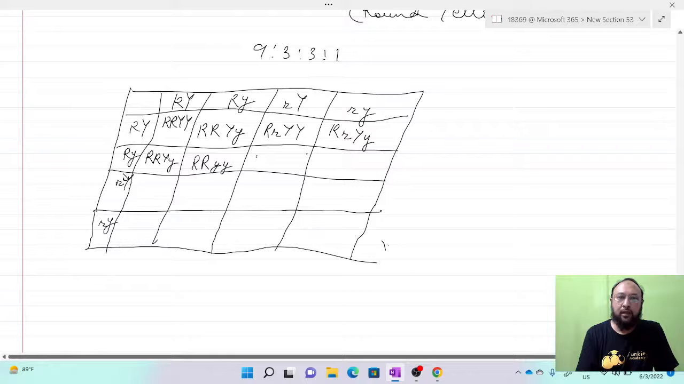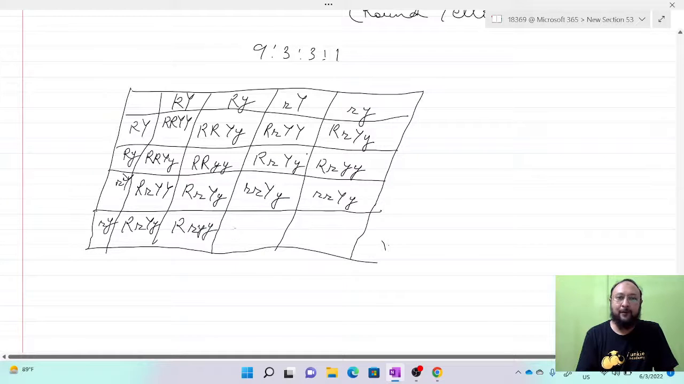Continuing the offspring combinations: capital R small r, capital Y small y, and so on, until the last one, small r small r, small y small y. This will be the only fully recessive. So 9 is to 3 is to 3 is to 1.